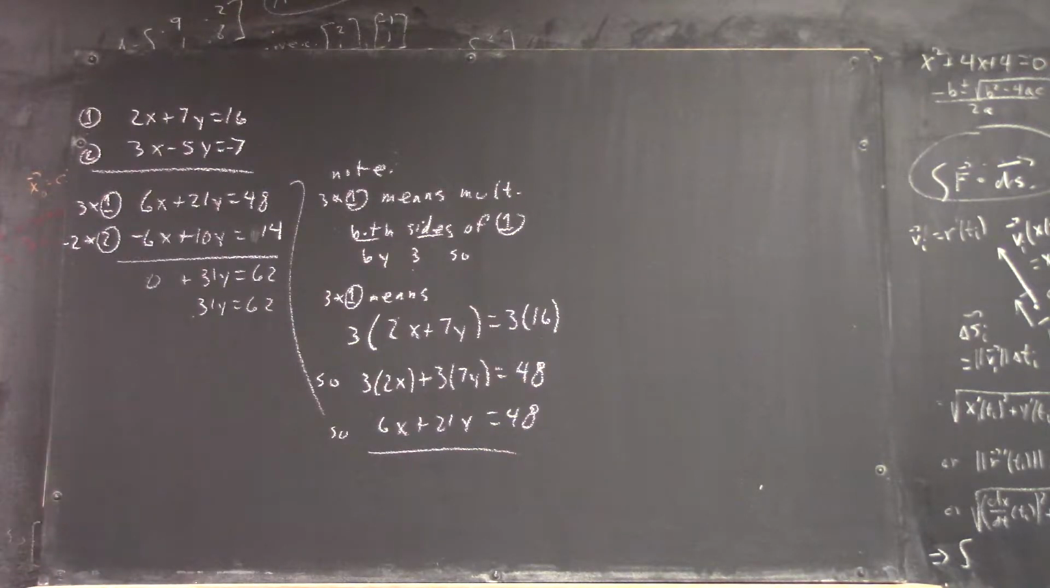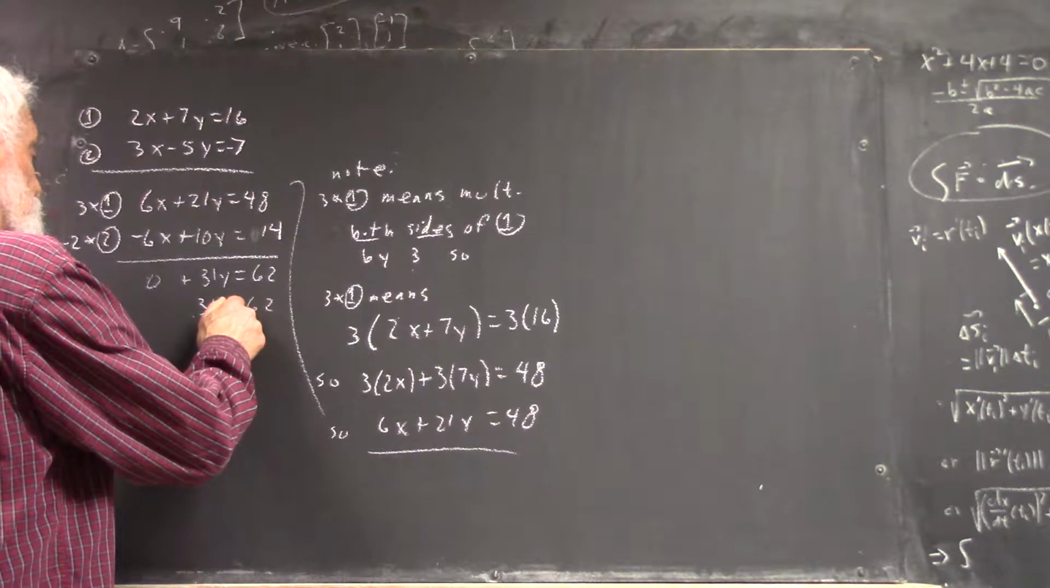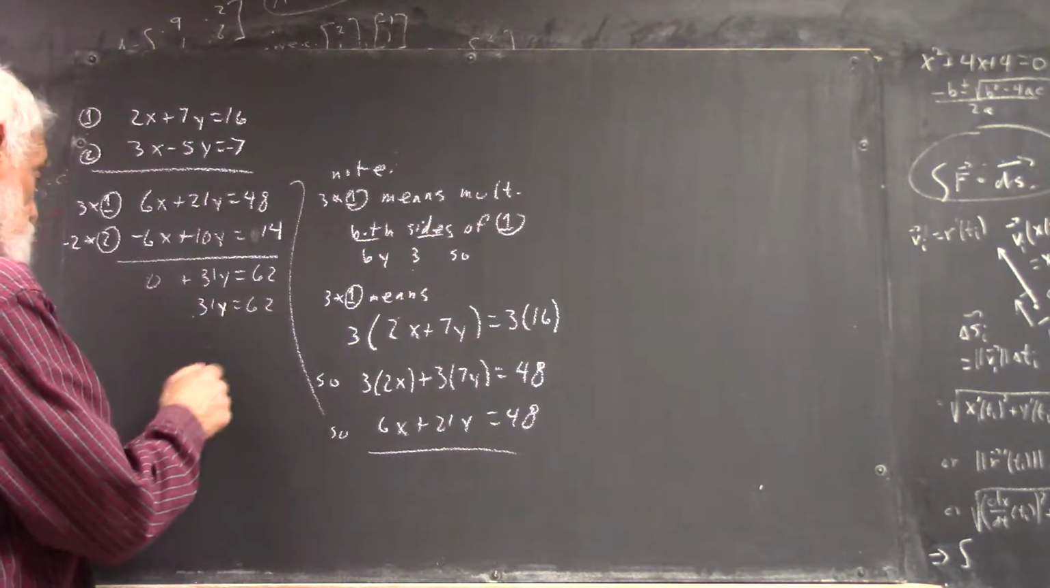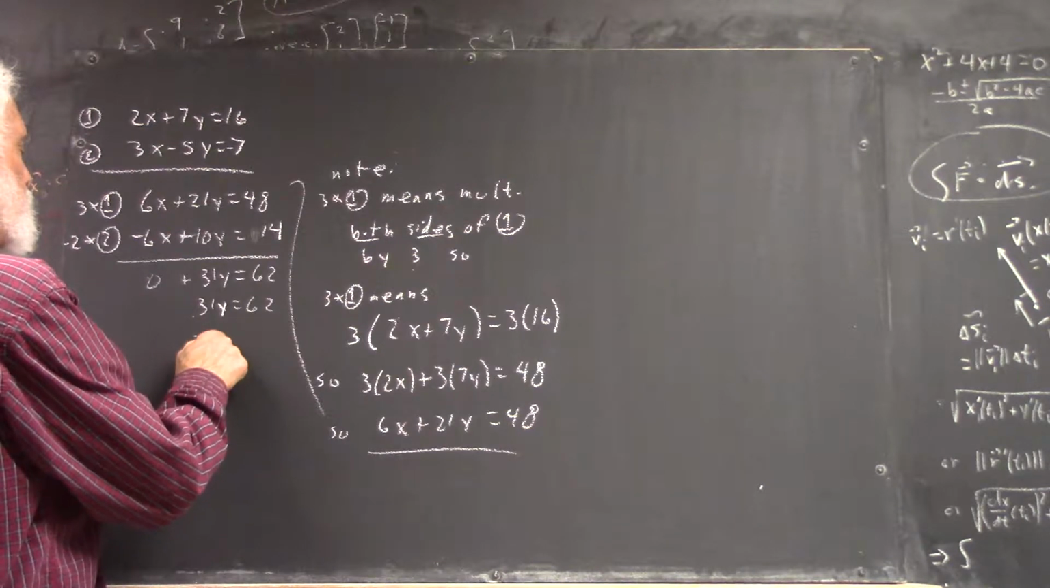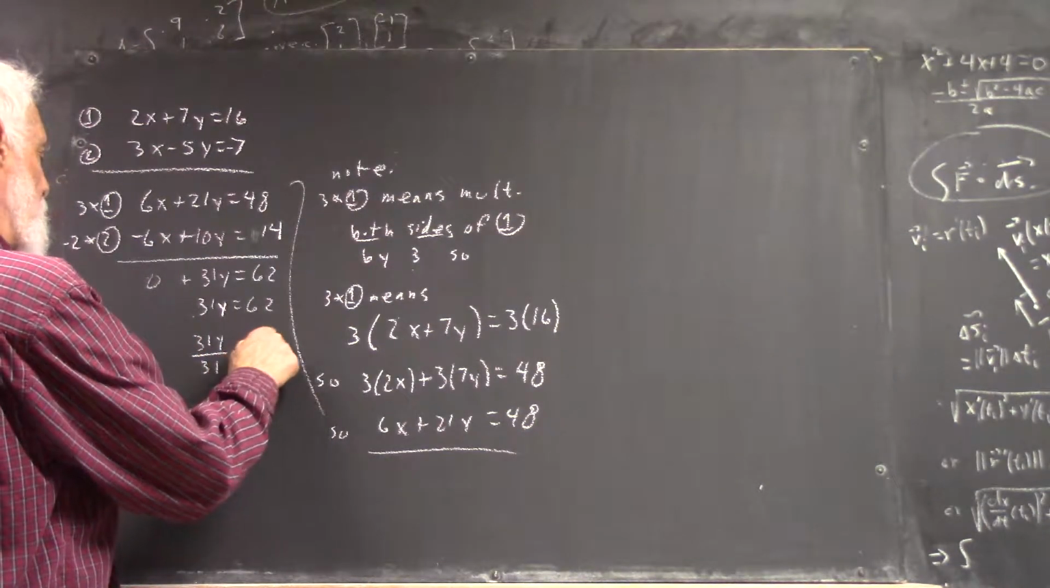Otherwise, it's very easy to get stuck and do something wrong or not get the right thing. And what you have to do is divide by 31.